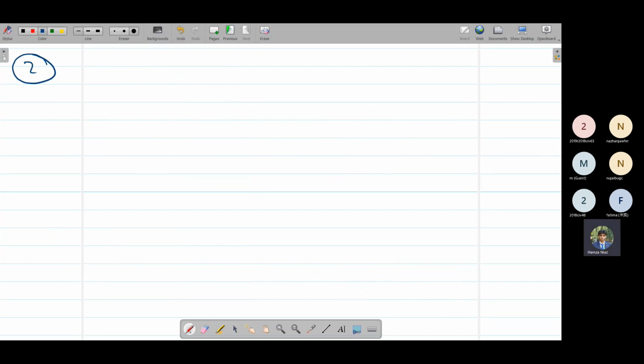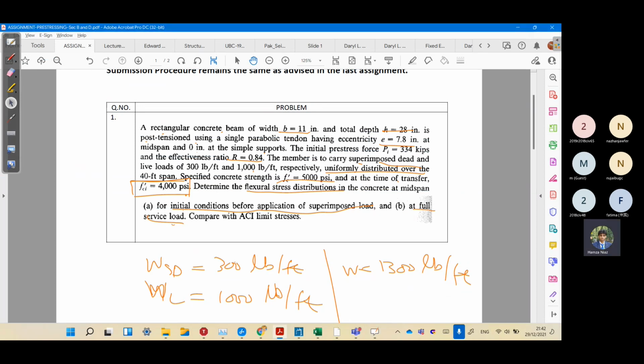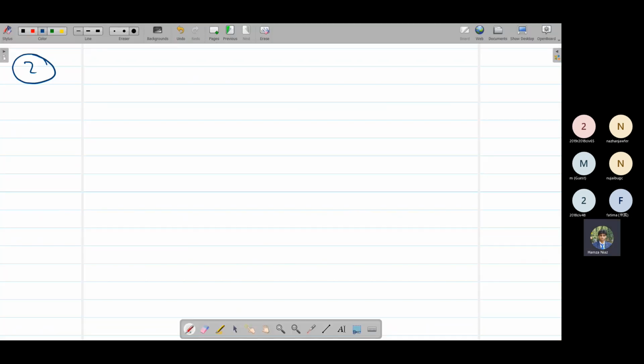So the second part, at full service load. We have to calculate the stress at full service load. There are only two differences here.